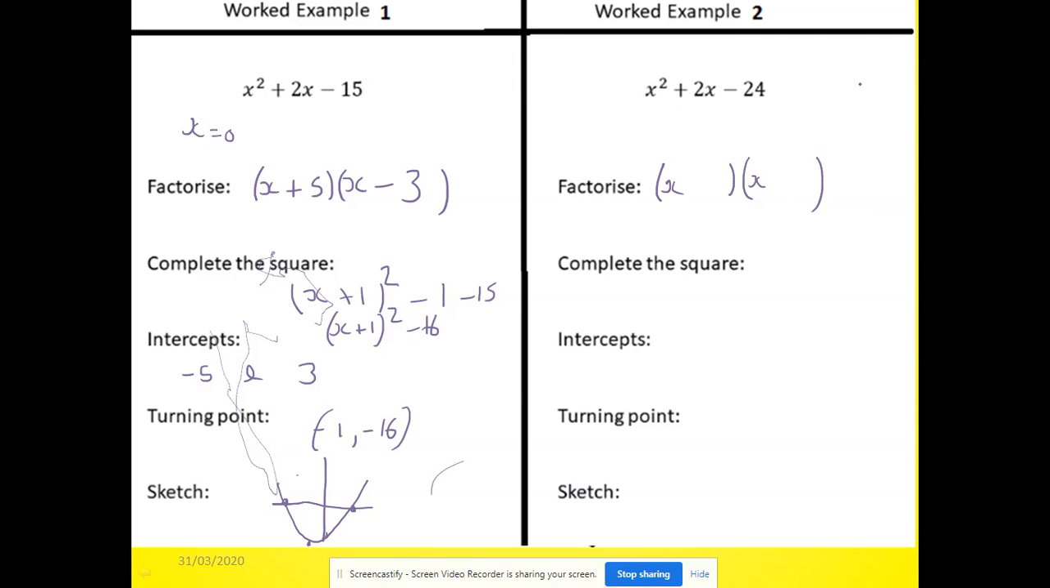So we're looking at, let me just write them down. 1, 24, 2, 12, 3, 8, 4, 6. There we go, 6 and 4. So it needs to be positive 6, take away 4. Sorry, that took me a long time to get there. Just double check: 6 times minus 4 is minus 24, plus 6 take away 4 gets me 2, and then that's it factorized.